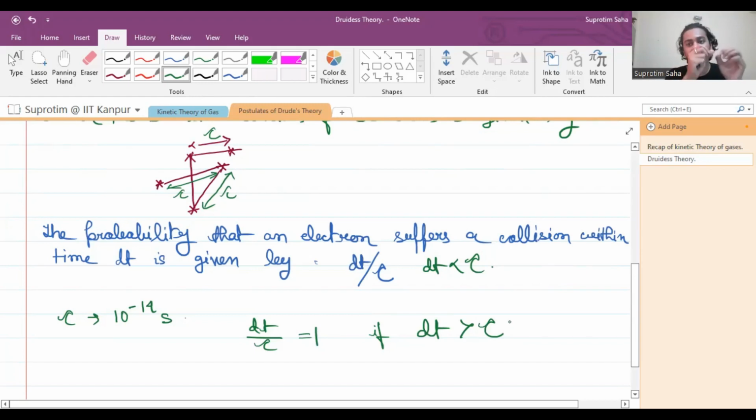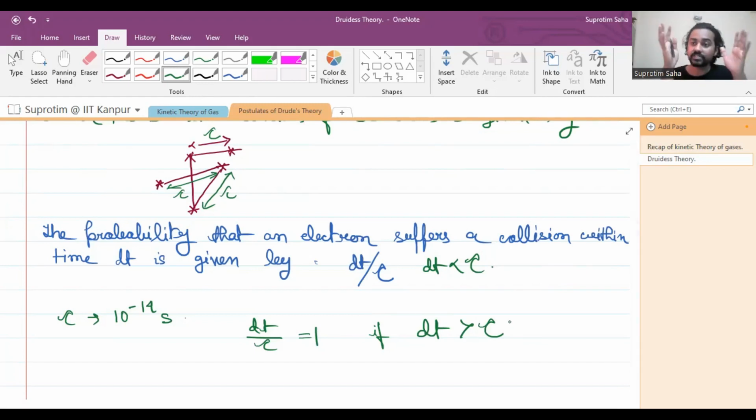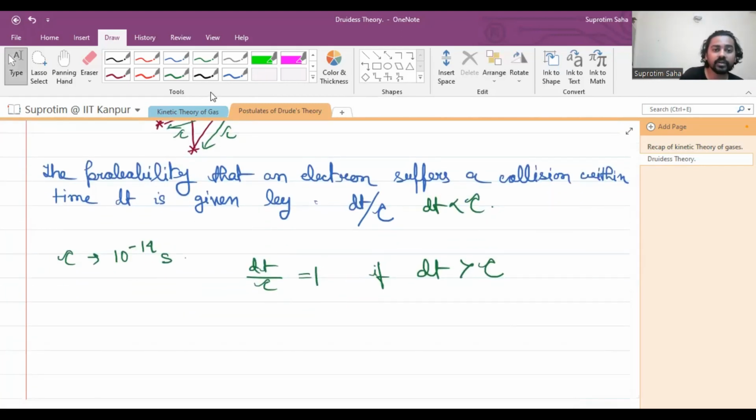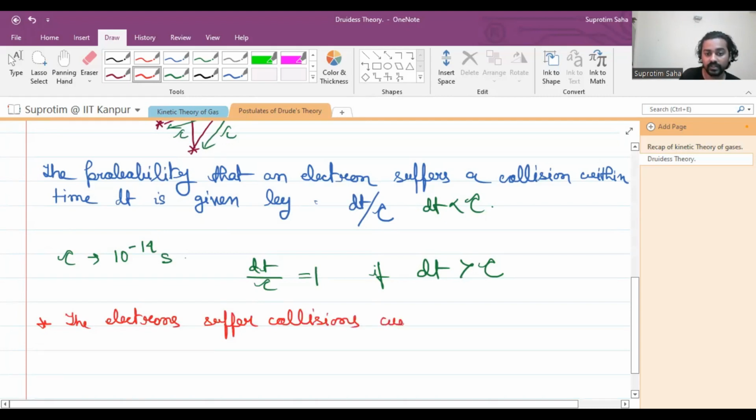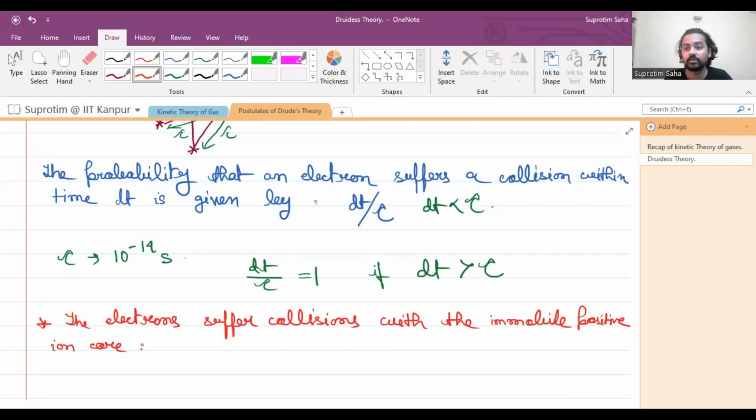All right, it is deterministic that it has suffered a collision, because we have already specified that within time scale tau the electron is bound to suffer a collision. And an important point to note down is that the electrons do not collide with each other. The electrons suffer collisions with the immobile positive ion cores. The positive ion cores that are sitting there are immobile, they do not move like the electron does. So the electrons are very mobile; they move about randomly, and the electrons suffer collisions with the positive ion cores. All right.